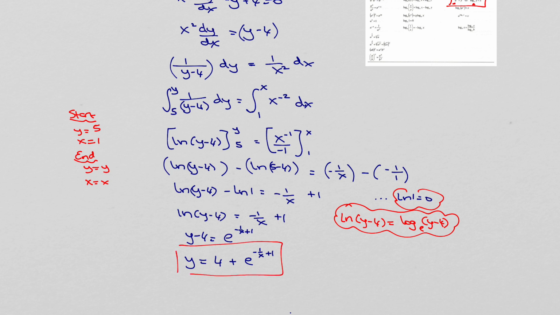So we have 5 for setting up our integrand, 5 for integrating, 5 for subbing in our limits, and 5 for our answer. And of course that power there, minus 1 over x plus 1, could also be written as x minus 1 over x.